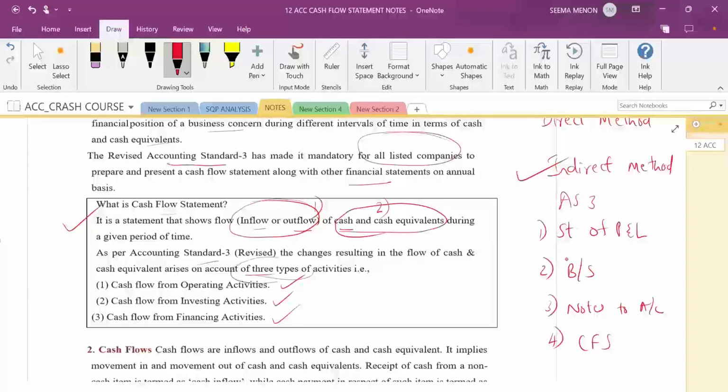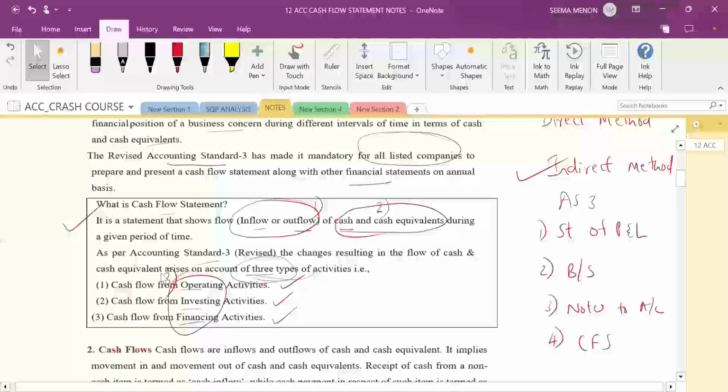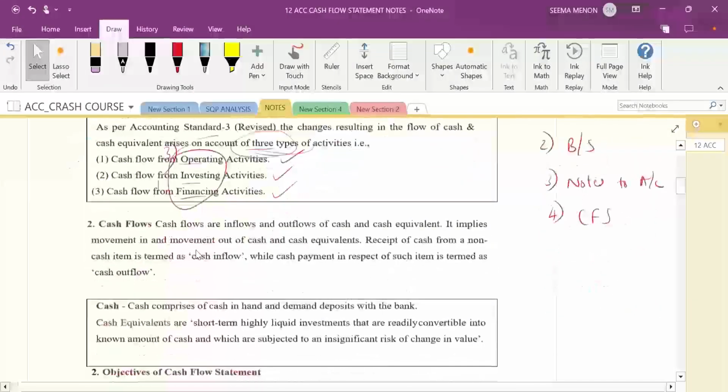Which are the various activities? That is operating, investing, and financing activity. So these three things should cover your answer. Your answer should cover all these 3 points, okay?